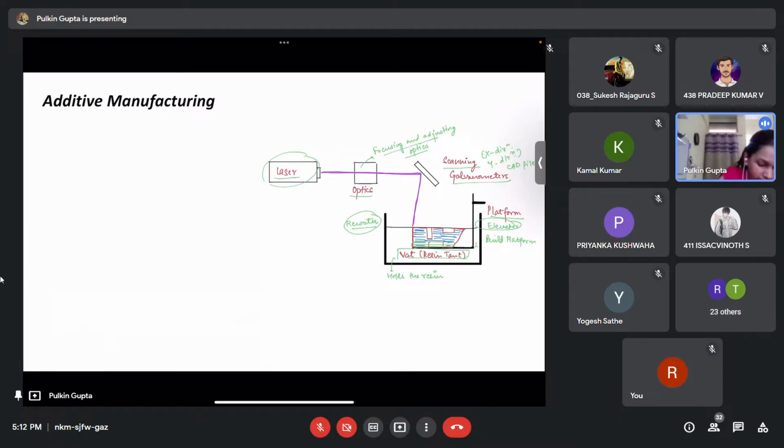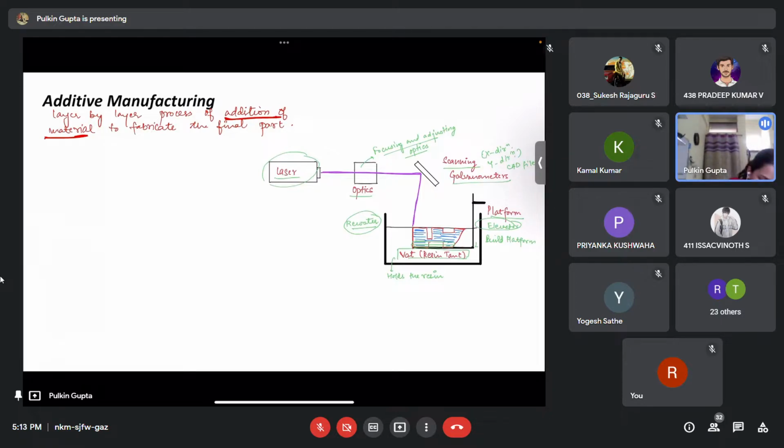Additive manufacturing is a layer by layer process of addition of material to fabricate the final part. Okay. So this is a layer by layer process of addition of material. As the name suggests, additive manufacturing, it means the addition of material. So material is added in a layer by layer manner to fabricate a final part.